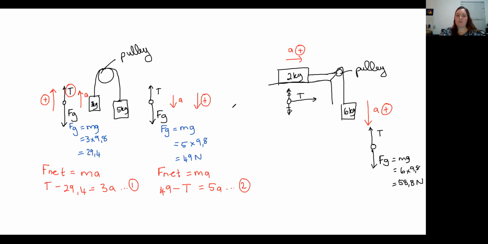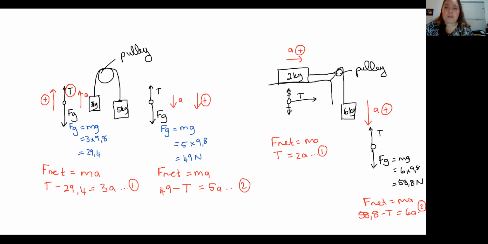Now I can go back and do my two simultaneous equations. F net is equal to MA and F net is equal to MA. Here for this object, the only force is T and it's positive, and that will equal 2 times A, equation number 1. If there had been frictional forces, you make them negative. Over here on the second one, because it accelerates downwards, it's going to be 58,8 minus T is equal to 6 times A. That's your second equation, and you solve from there.